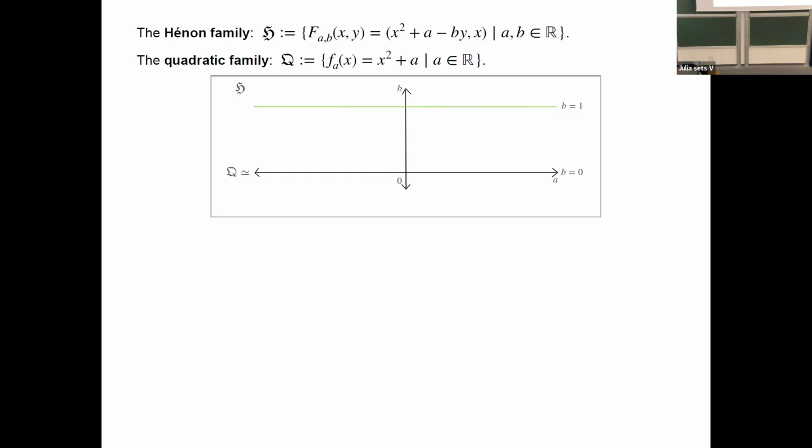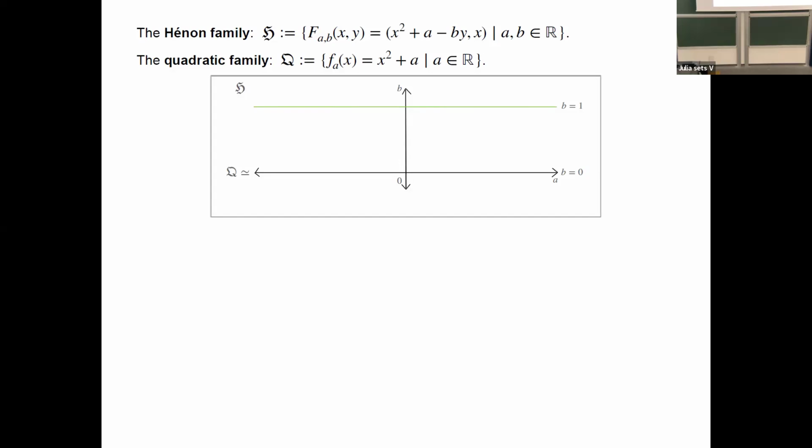And at the heart of this development was renormalization theory. So I think it's kind of plausible that renormalization, or an extension of it, will play an important role in the understanding of the 2D Hénon maps, right? Which is like a 2D extension of the quadratic family. Okay, so this is kind of our goal, right? To develop this extension of renormalization theory.